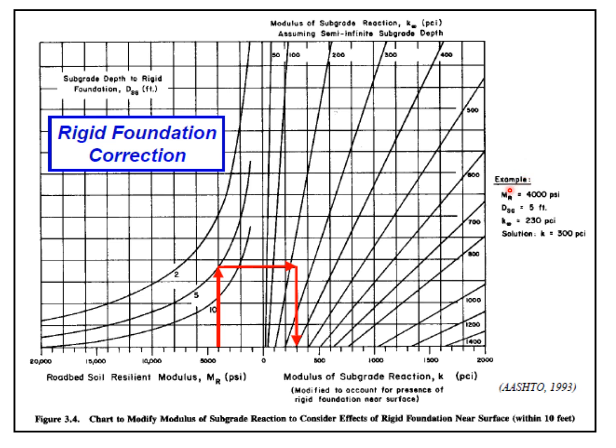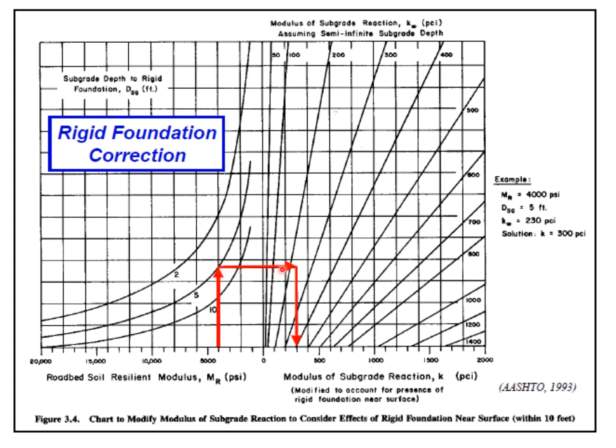In this example, the modulus of resilience is 4,000 psi, D_SG, that is the subgrade depth to rigid foundation, is 5 feet, and the modulus of subgrade reaction which is given is 230 psi. We want to correct it. So how can we do it? First, look at the roadbed soil resilient modulus, that is 4,000. So you are here. Then move upward up to this curve, which is meant for 5 feet, the subgrade depth to rigid foundation.